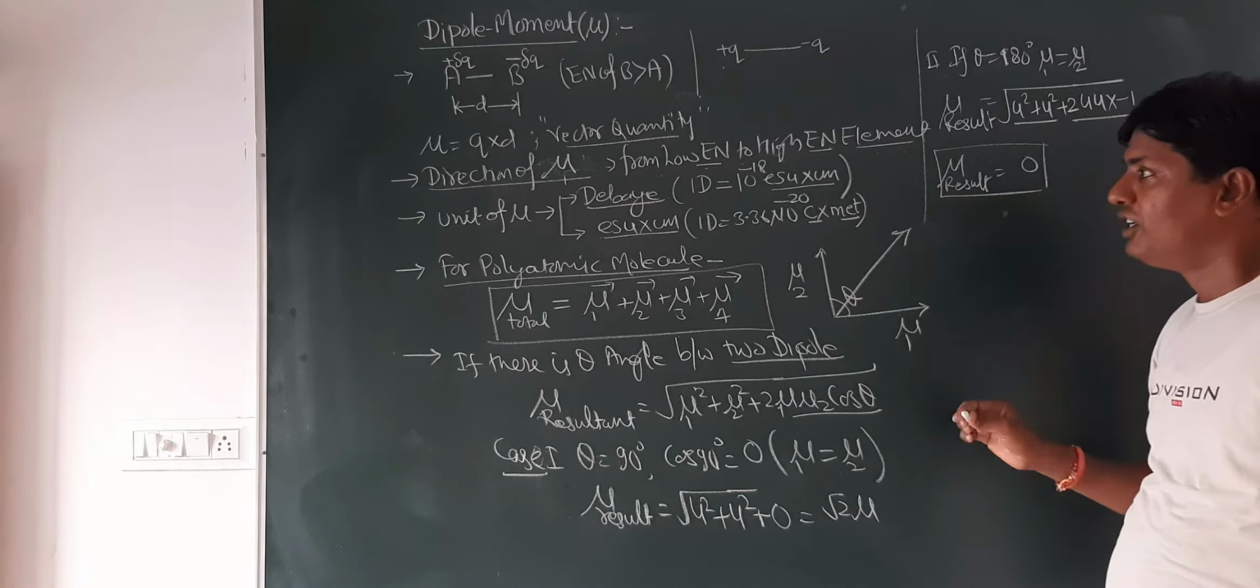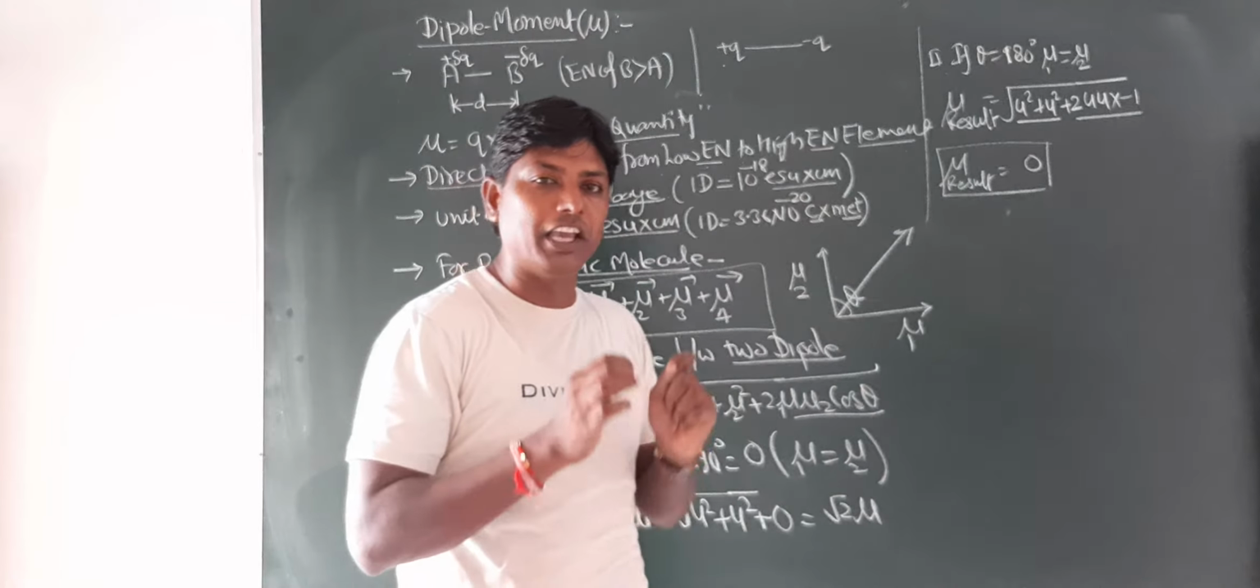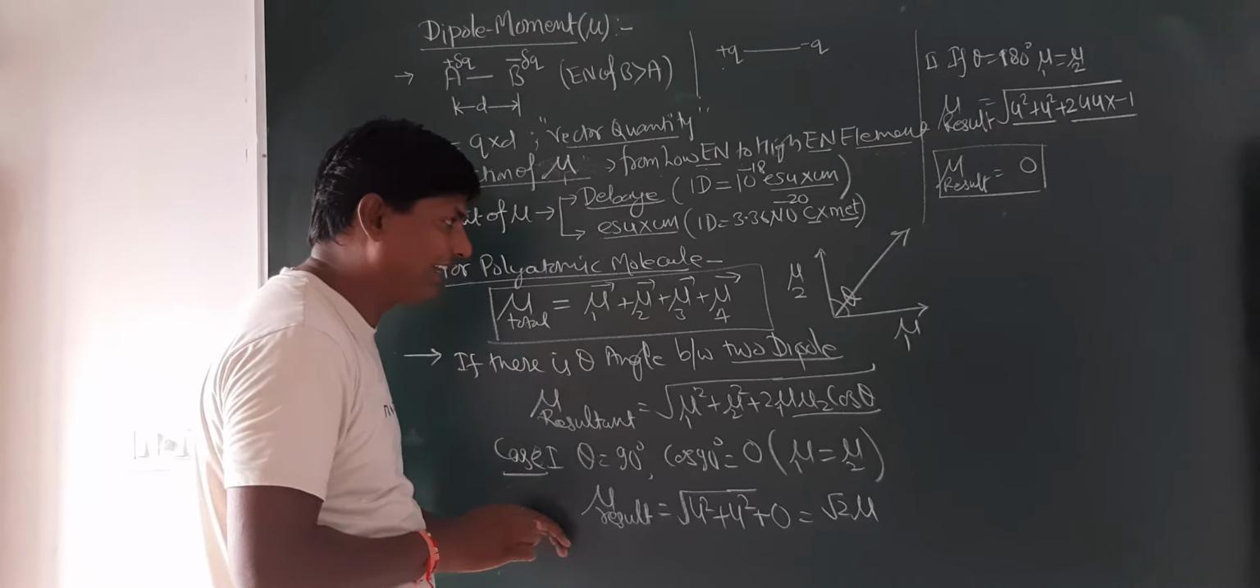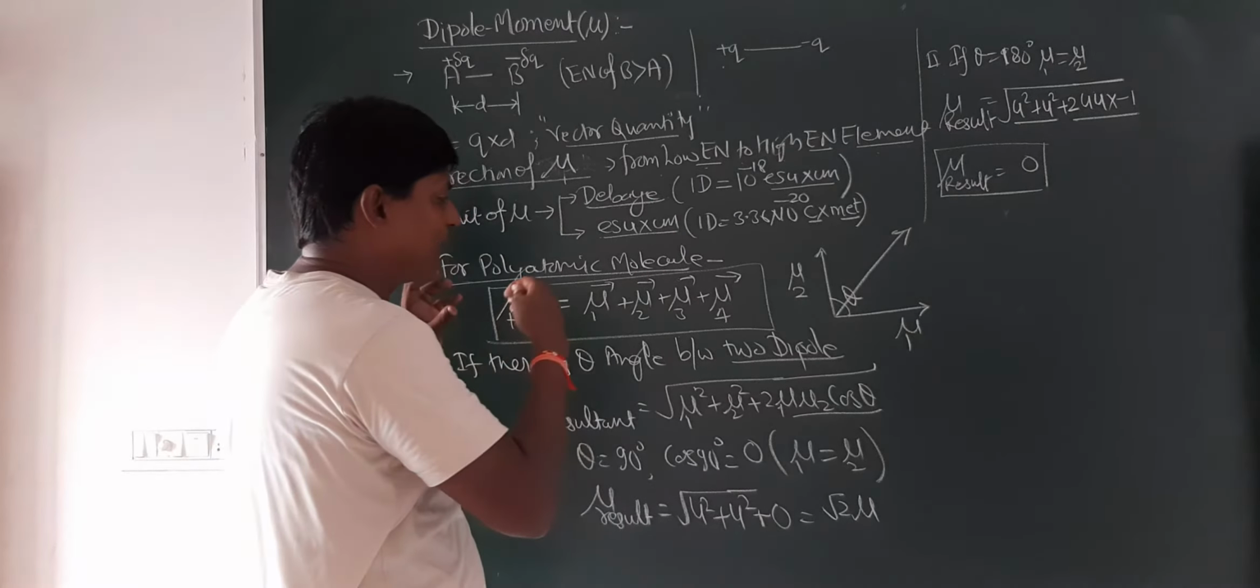So these are the ways to find the dipole moment in a polyatomic molecule, and this will be calculated if there is a theta angle. If there is more than one dipole in the polyatomic molecule, obviously there will be more than one dipole. Why? Because it is polyatomic. So this is the first way. This is the second way. We have to consider what is the given angle.